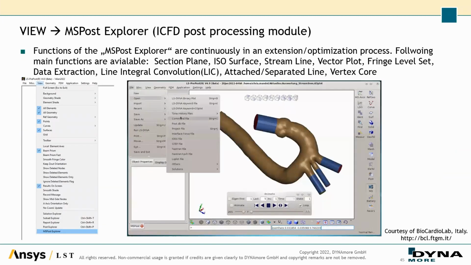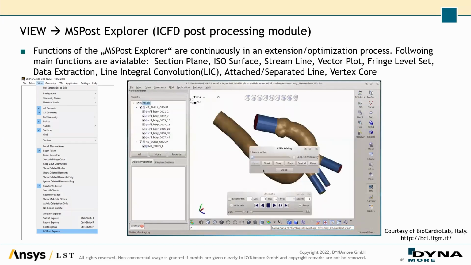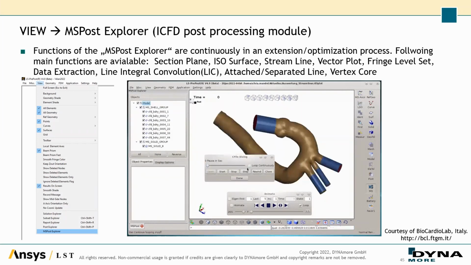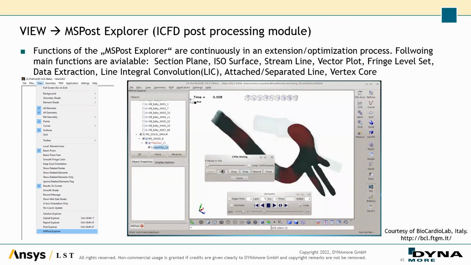DYNAmore supports more and more customers for such ICFD applications, and I would like to show you this interesting application for post-processing of ICFD. It's a flow through an artery, with the courtesy of our contact person Marco Fanni from the Biocardio Lab in Italy. You can see here the execution of an LS-PrePost command file. I will show it one time in this presentation, to automate the post-processing process, making repeatable picture or movie views from special ICFD result views like streamlines or velocity vector plots.